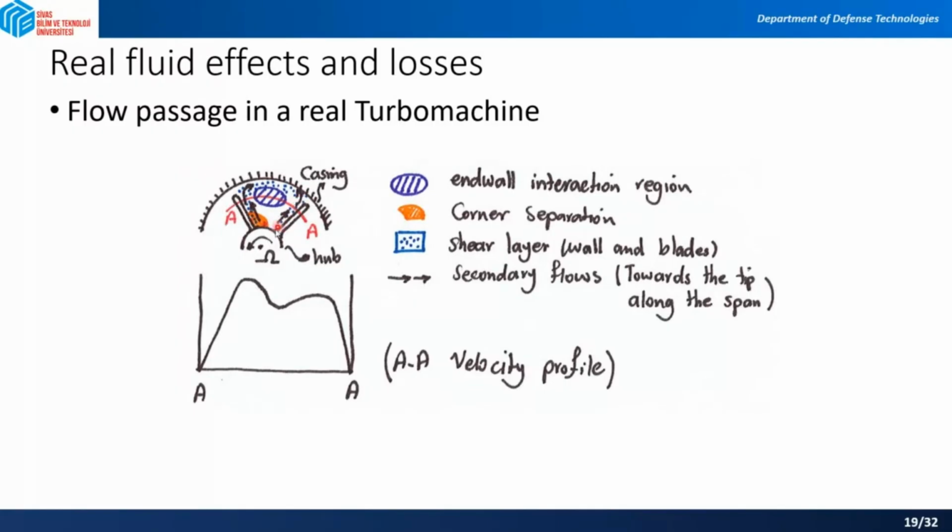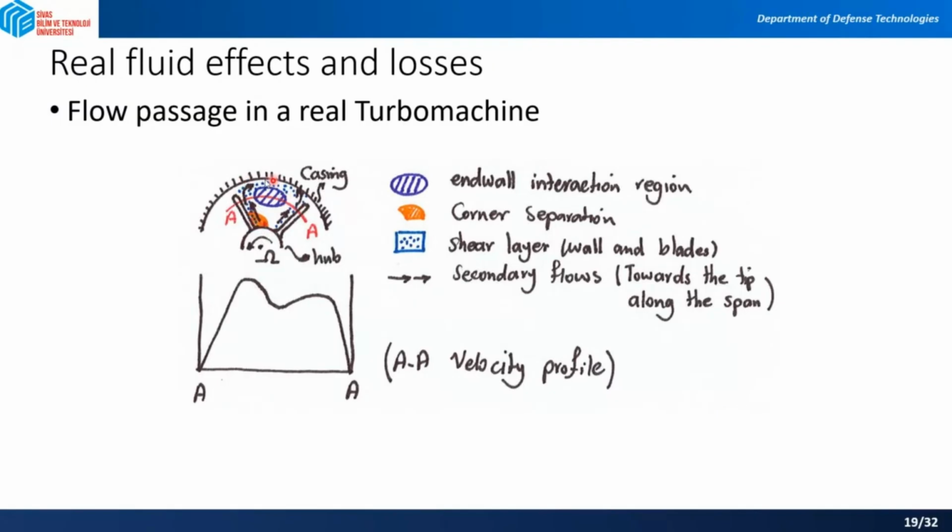What are the secondary flows? As you understand from this sketch, the flow is kind of inside the paper or outside the paper. So what are these arrows then? These are the flows that are in the secondary axis. So they are not aligned with the axial direction, and they are usually towards the tip along the span of the blades, as you can see.